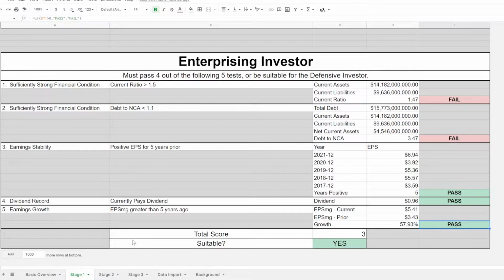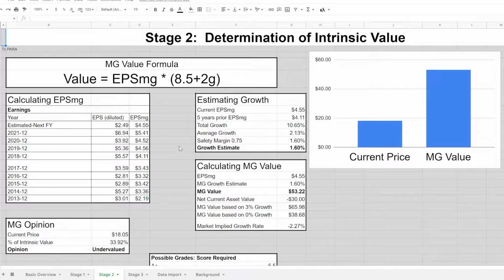Stage 2, it's time to look at the intrinsic value. So to do that, we look at the Modern Graham value formula, which is taken from Benjamin Graham's teachings in his book, The Intelligent Investor. And that is value equals earnings per share times 8.5 plus 2 times the growth rate. So we have 2 variables we need to figure out.